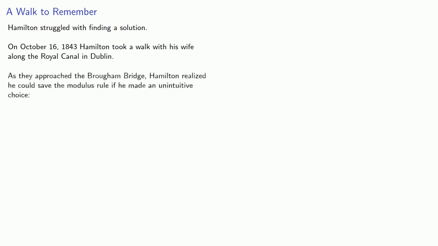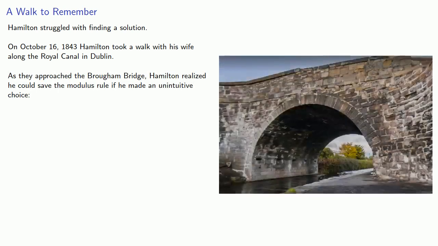And so he struggled with finding a solution, until one day, on October 16, 1843, Hamilton took a walk with his wife along the Royal Canal in Dublin. As they approached the Broom Bridge, this is how it's spelled, Hamilton realized he could save the modulus rule if he made an unintuitive choice: if ij was equal to negative ji.